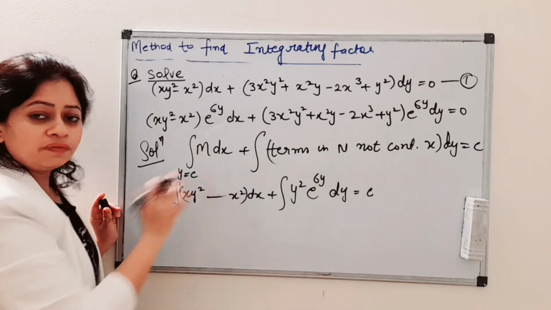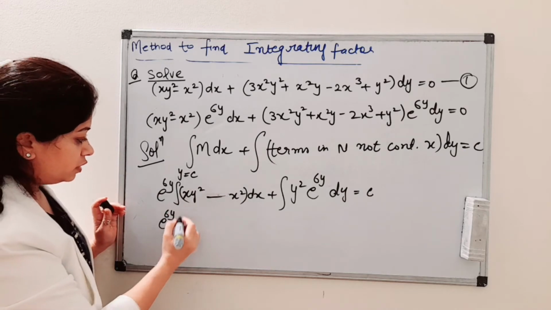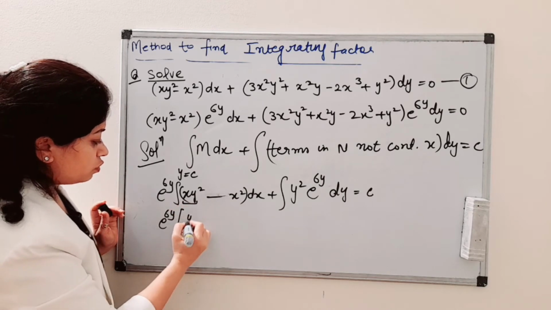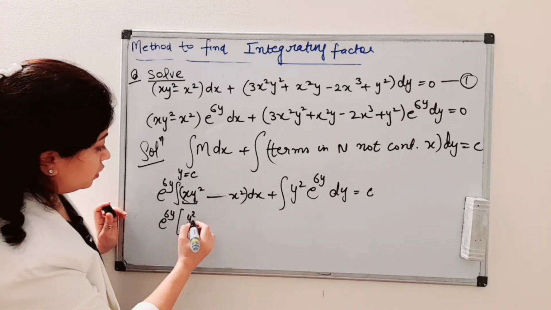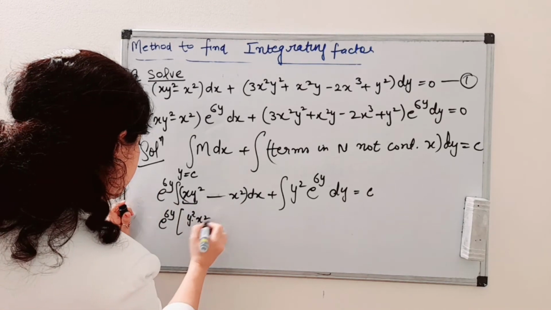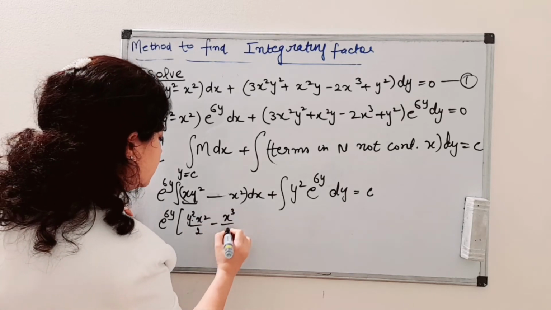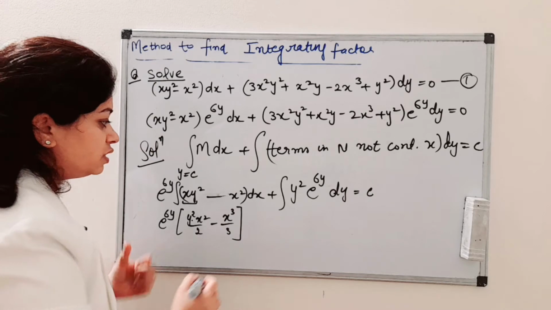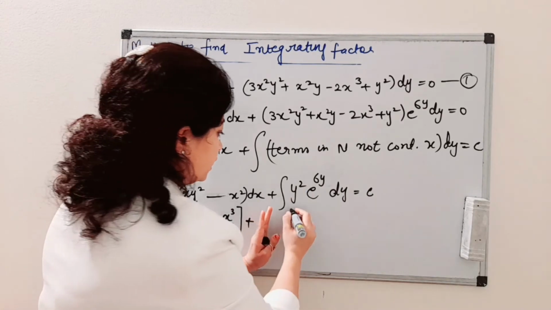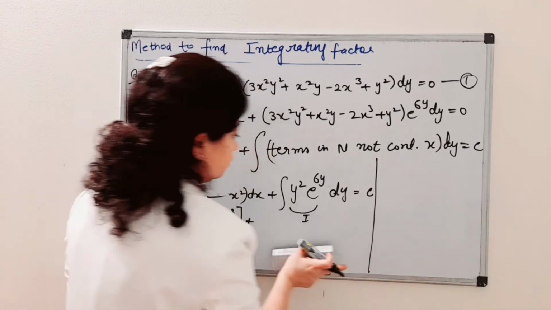Now we need to solve this. e^(6y) and y² are constant here, so we will integrate this term first. y² is constant, and the integration of x is x²/2, minus the integration of x², which is x³/3. We got this. Now we need to solve this term, so I take it as I, and we solve I here.